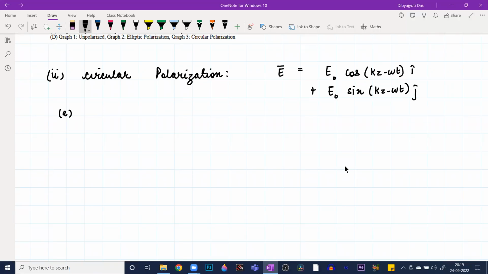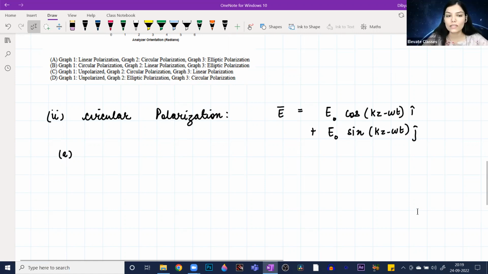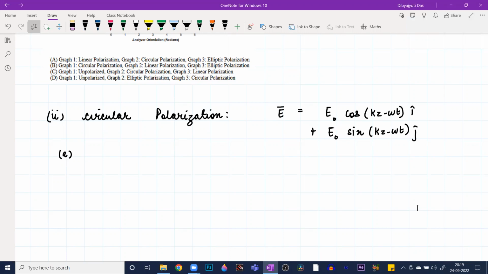Ma'am, one doubt, ma'am. For circular polarization, the phase difference must be 90 degree or any constant phase difference works? No, not constant phase difference. It can be pi by 2 plus something, but it has to be like a cosine and sine. Only then you can make a circle. Yes, ma'am. You want to make a circle, right? Hmm.